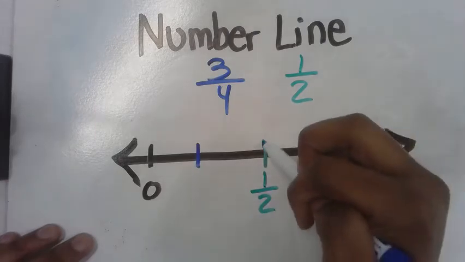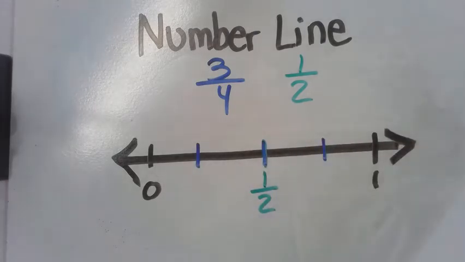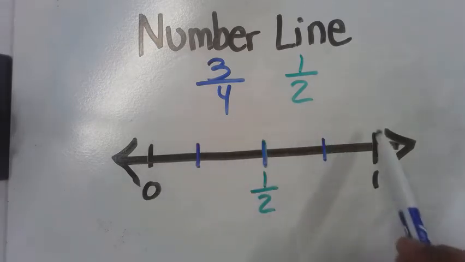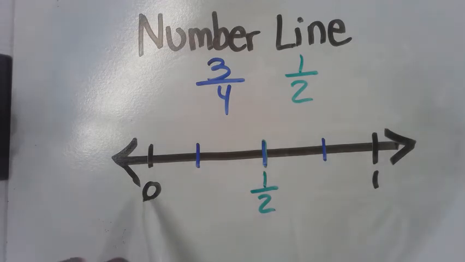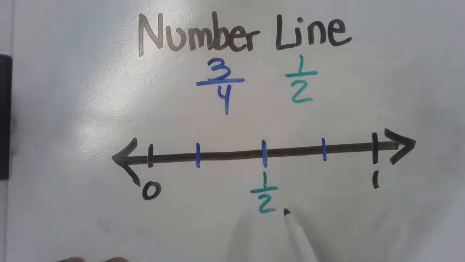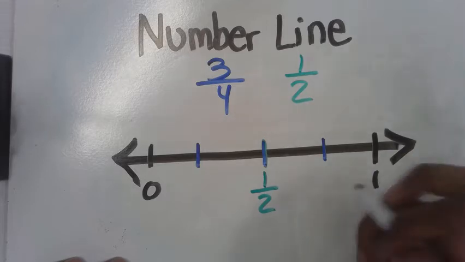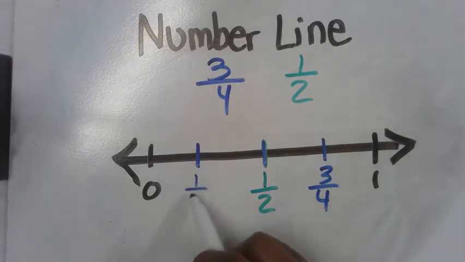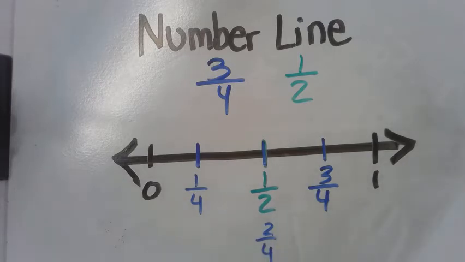1, 2, 3 lines. Now let me check and make sure that I can do four jumps. 1, 2, 3, 4. I got it. All right, so this must be 0/4. That must be 1/4. This must be 2/4. This must be 3/4. And this must be 4/4. Now, if it's easier for you to put those numbers on your number line, then go ahead and do so.